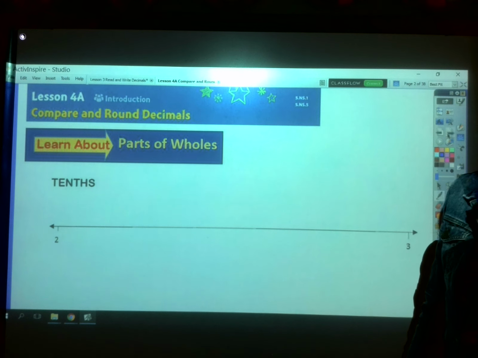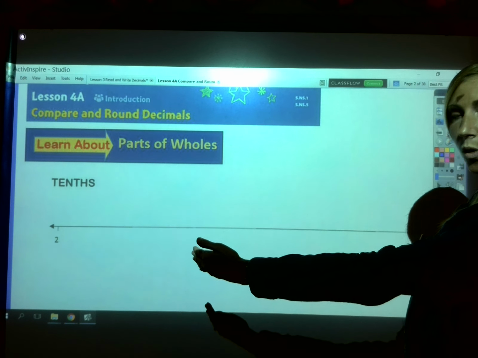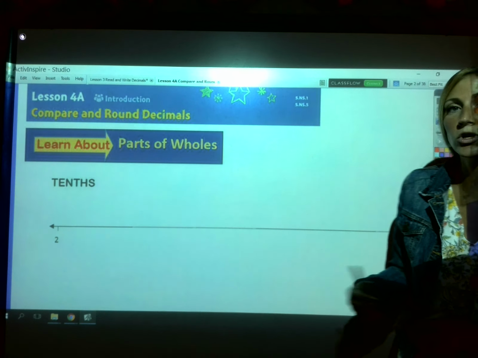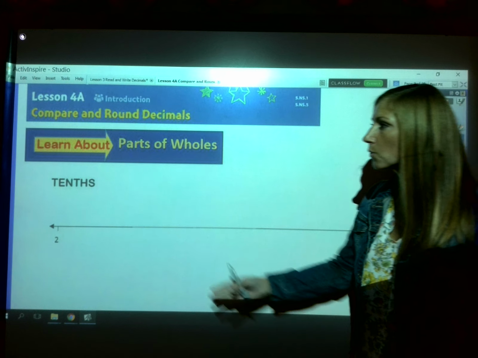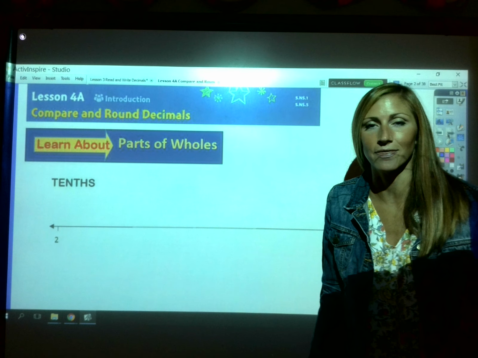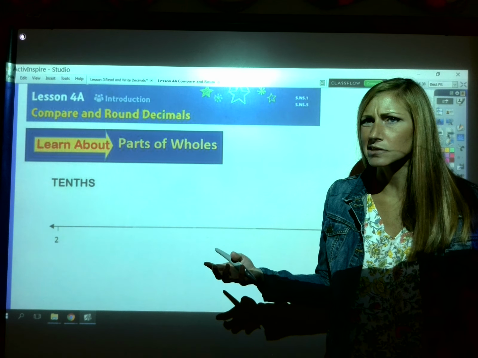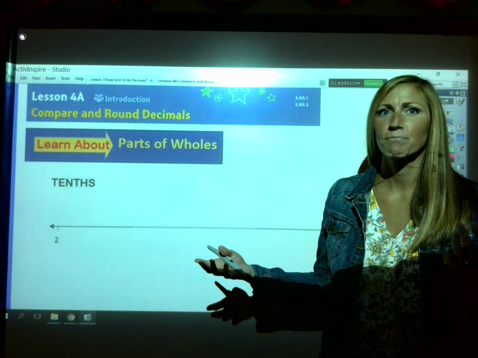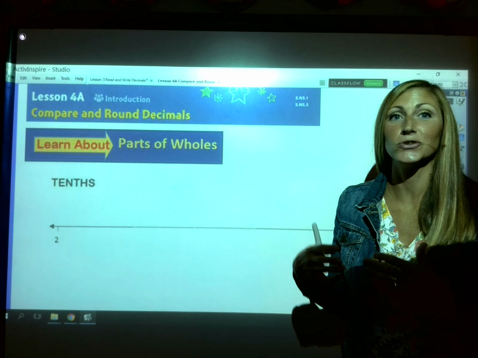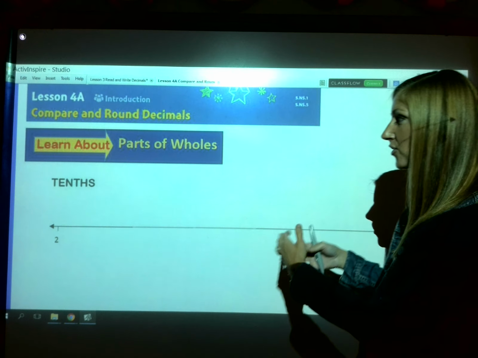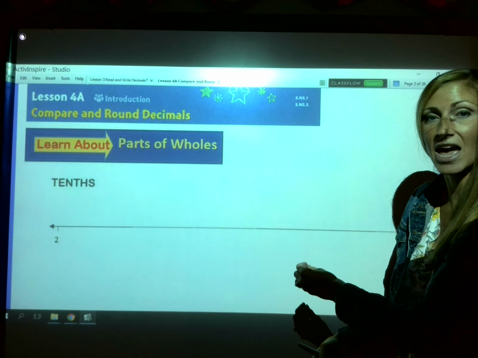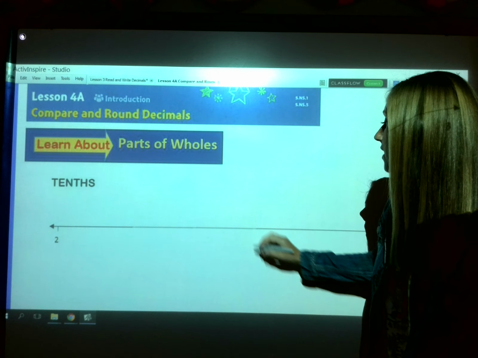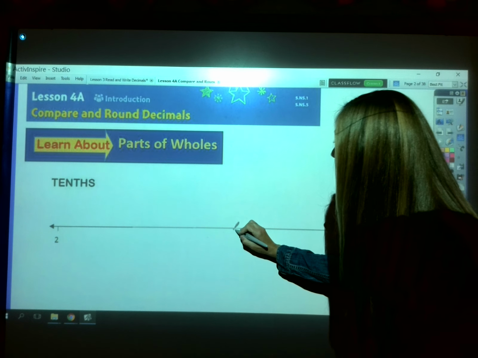When we are looking at parts of a whole, it could be between any two whole numbers. Parts of a whole could be cut into many pieces. For this one, we're going to be looking at cutting it into tenths. That means there's how many pieces in this whole if it's cut into tenths? You should have said it's cut into 10 pieces, because if there are tenths, each chunk is a tenth, one out of 10.